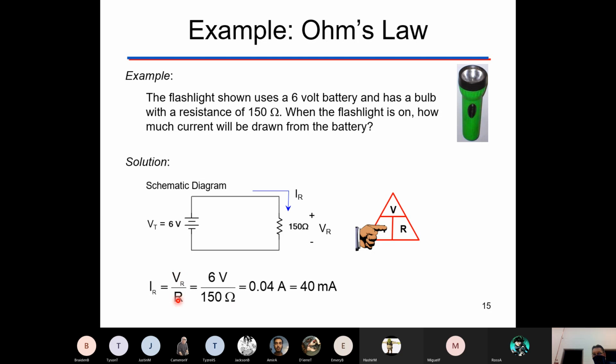So your I equals V over R, 6 volts over 150, which is 0.04. And then we convert that to SI notation. Good? Everybody get that? This is the type of stuff you're going to be doing in the lab, for the hand calculations part anyway. It's not too bad. It's a simple multiply or divide kind of question.